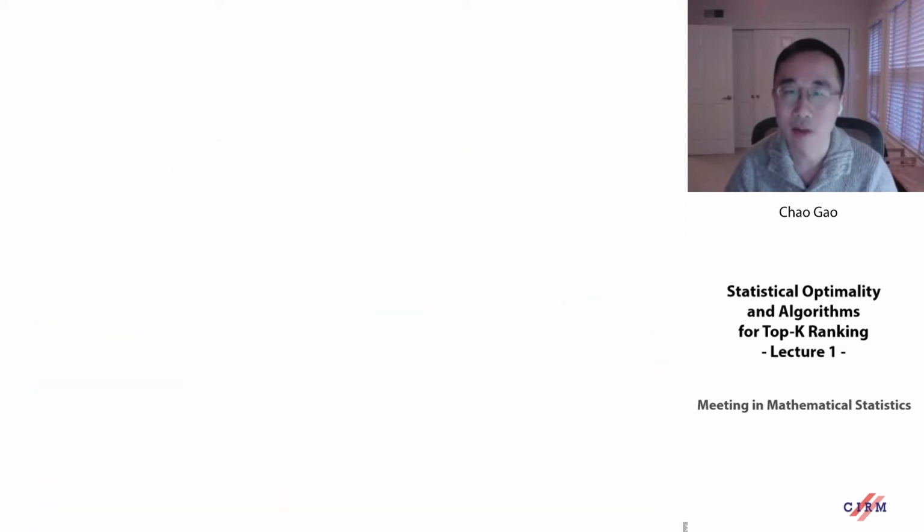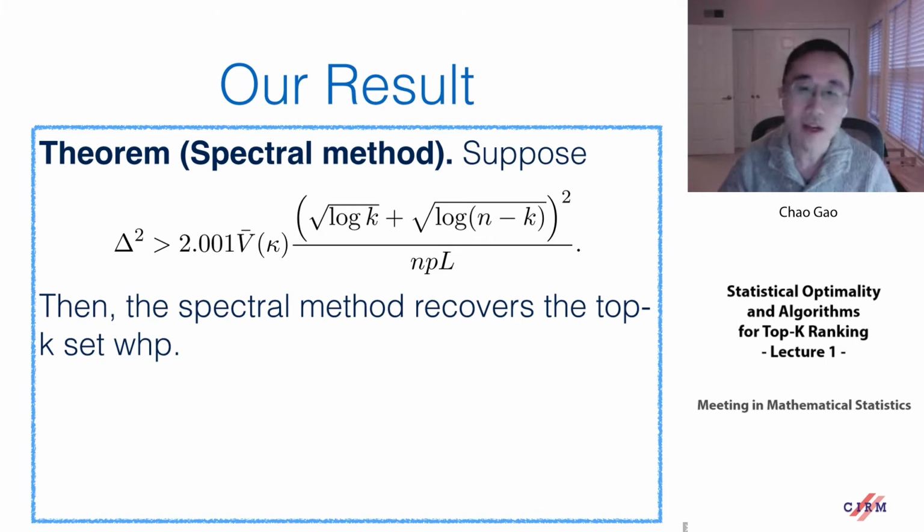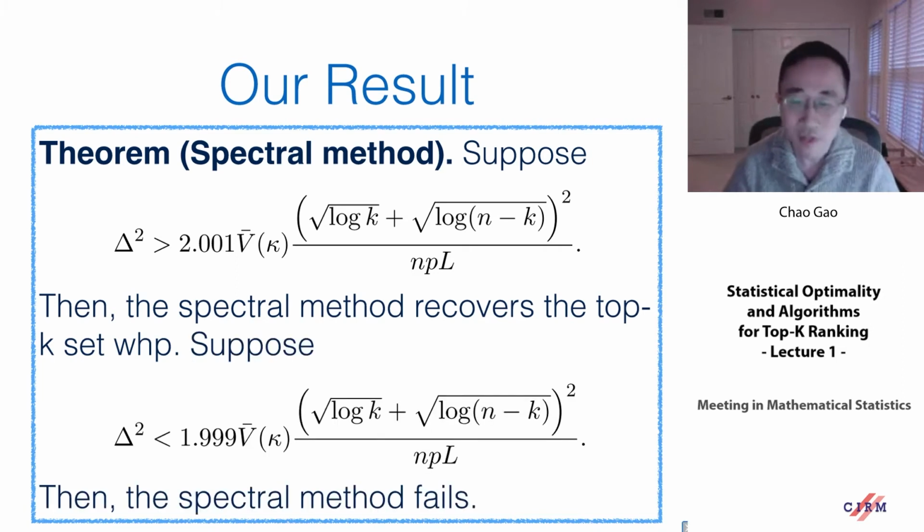constant is correct. The second result is for the spectral method. The condition it requires is the same as for the maximum likelihood estimator, except here we need a different variance function. Instead of using V, we use V bar, which means the spectral method has a different leading constant. That's why it's not optimal if you consider the effect of the leading constant. Moreover, if this condition is not satisfied, then the spectral method fails. So 2 times V bar of kappa is the exact leading constant for the spectral method.